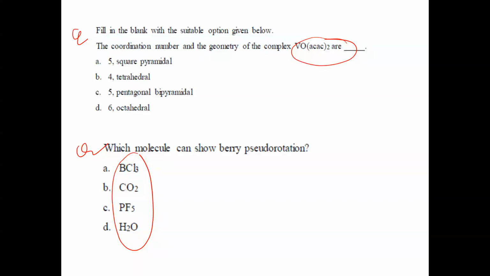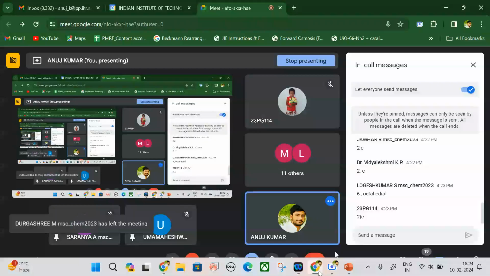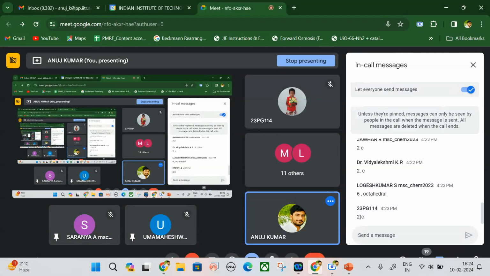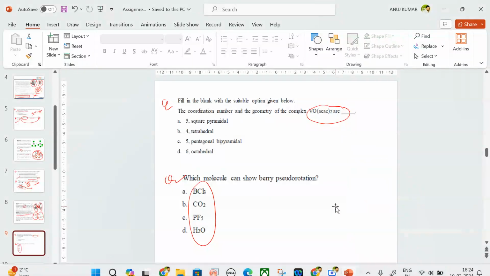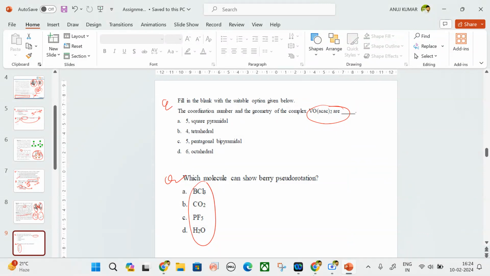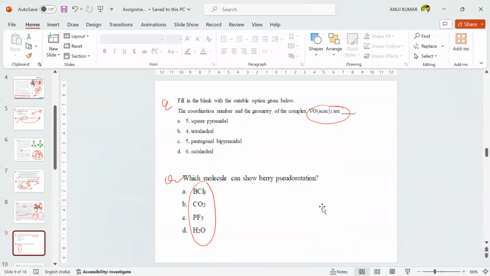If you know the answer, just type in the chat box. To its C. Okay, that's right. And what about the first one? First is A. Okay, I will discuss.